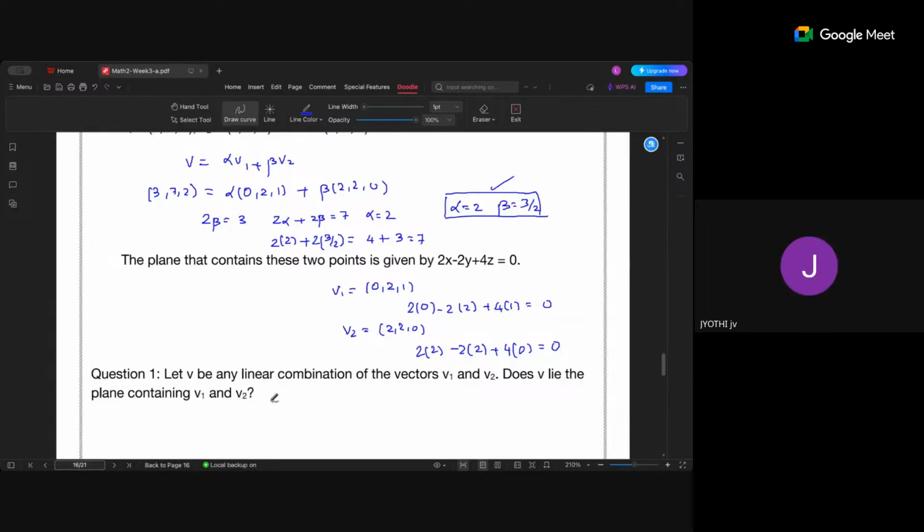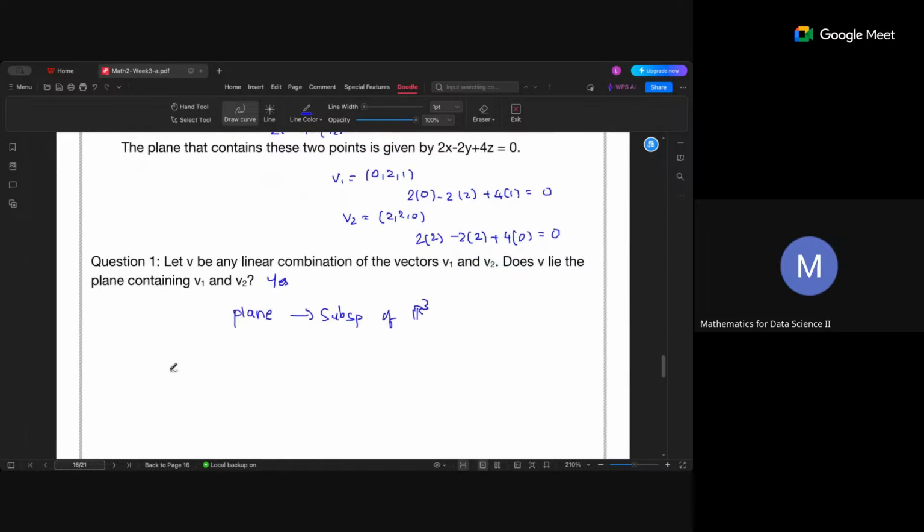Yes. This is because your plane is a subspace of R3, right? And it is closed under addition and scalar multiplication. So closed under addition and scalar multiplication.